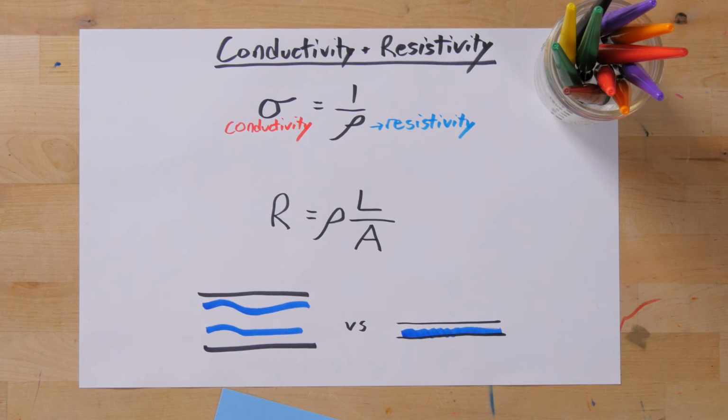Now, these relationships are useful for figuring out how different wires and resistors will compare to each other. We may have different shapes and ask you to predict which has the highest resistance or current.